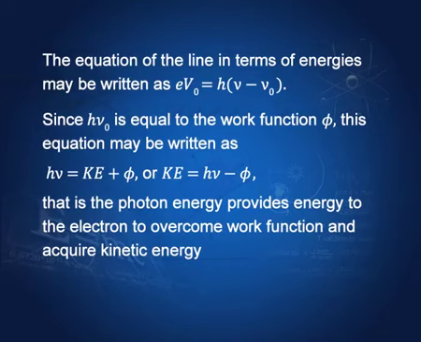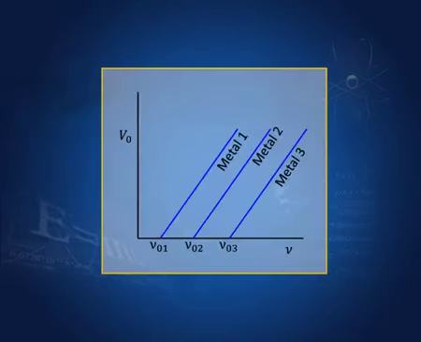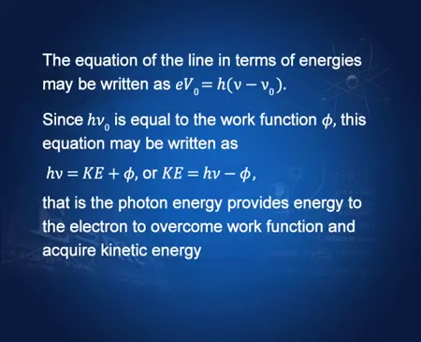Therefore, we can write E V 0 equal to h nu minus h nu 0, or h outside in the bracket, nu minus nu 0. Since h nu 0 is equal to the work function, as I have been saying, h nu 0 1 is the work function of this metal, h nu 0 2 is the work function for metal 2, and so on. So, since h nu 0 is equal to the work function phi, this equation can be written as h nu equal to the work function goes on the other side, and this is a measure of the kinetic energy.